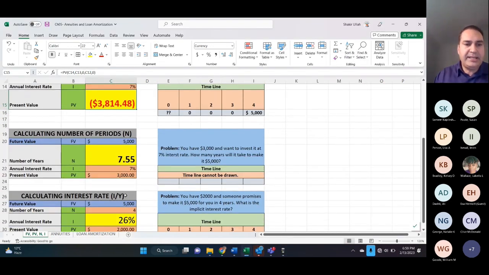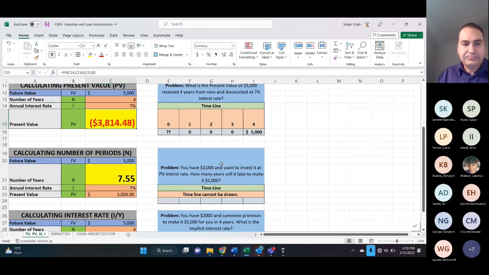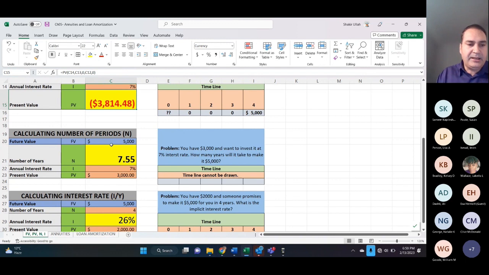Okay, now going to the next scenario, we have got a problem. You have $3,000 and you want to invest it at 7% interest rate. How many years will it take to make it 5,000? Now, what we have is a future value, which we know, we want to make it 5,000. And we know the interest rate that we are investing this money at. And we also know the present value, how much we have right now.